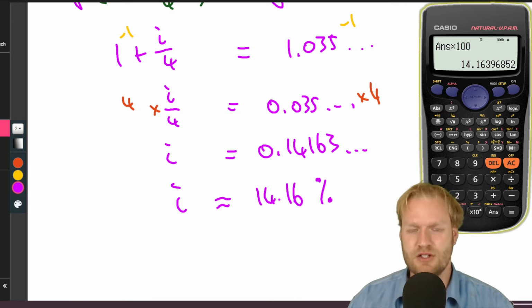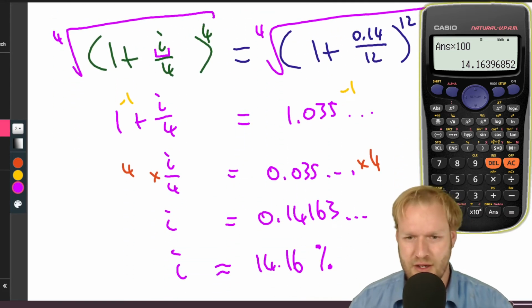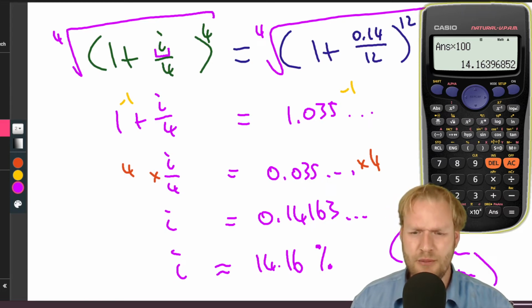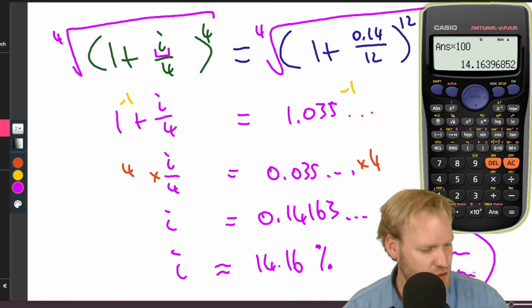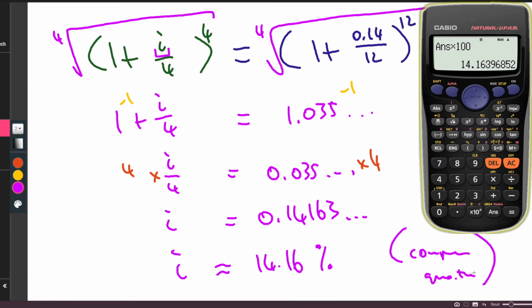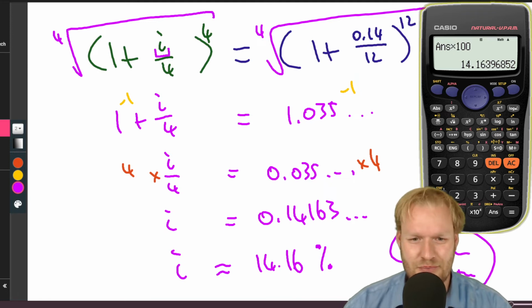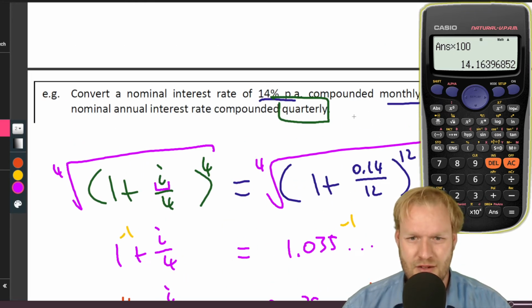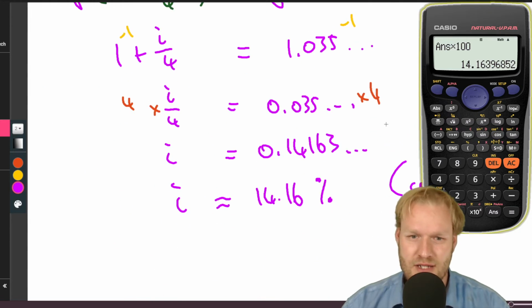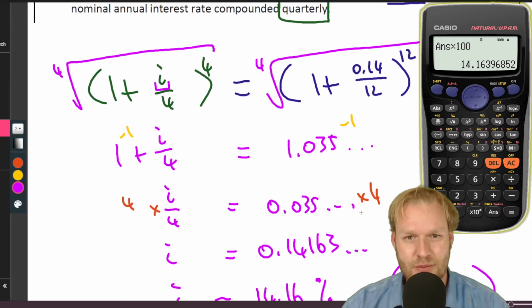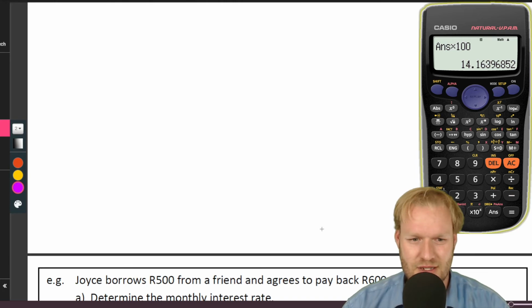14.16 as a percentage. Now, I should finish this off and say compounded quarterly, but it's a given from the question. So, there we go, compounded quarterly. The context from the question is there. In other words, if we invest at 14% per annum compounded monthly, that's the same as investing at 14.16% compounded quarterly. Again, that's a bit bigger, so that makes sense.